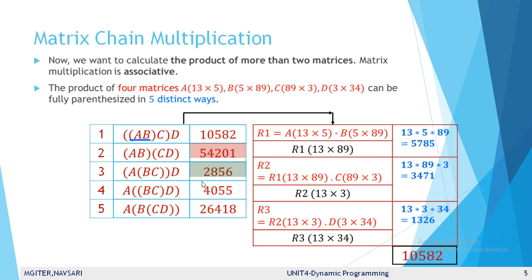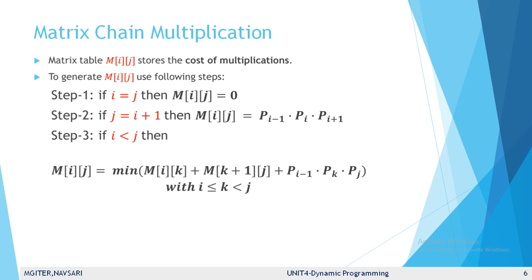How much? 2856. So this is much cheaper and the other is less cheap. This is defined as how to minimize the number of computations. So we solve it with dynamic programming. Now first of all we generate the table or matrix. For that we make the matrix table M of ij to store the cost of multiplication.